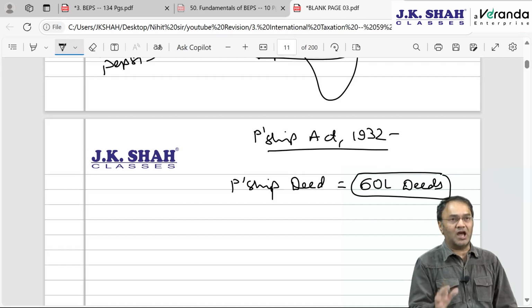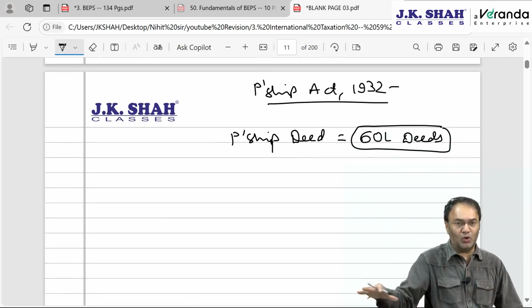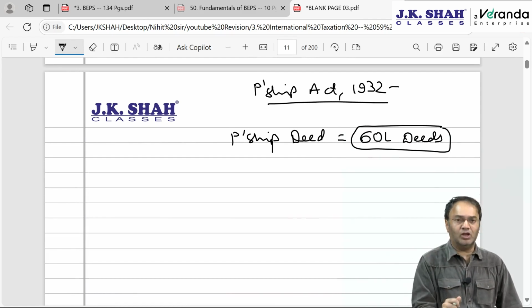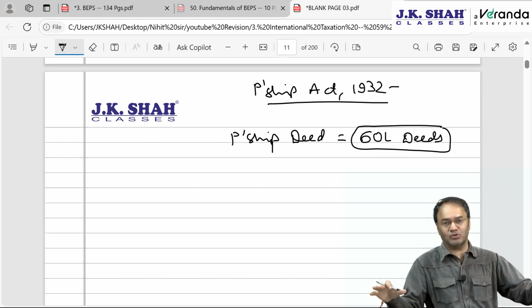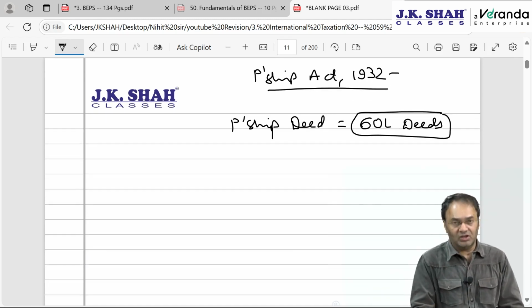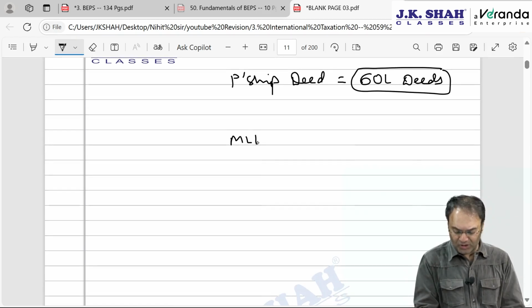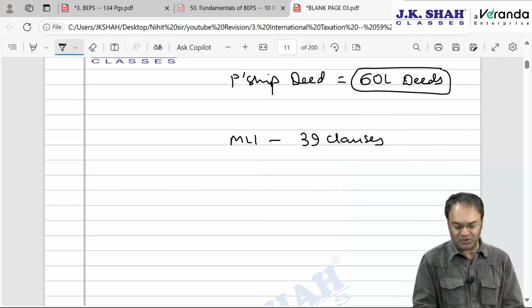There is a very old proverb that rather than carpeting the whole road, it is advisable that you wear footwear. You wear shoes and then walk, rather than carpeting the whole approach road. Same thing here. So what did OECD do? OECD says we are coming out with this instrument, BEPS MLI, which will have 39 clauses. All 39 are not mandatory, they are optional.